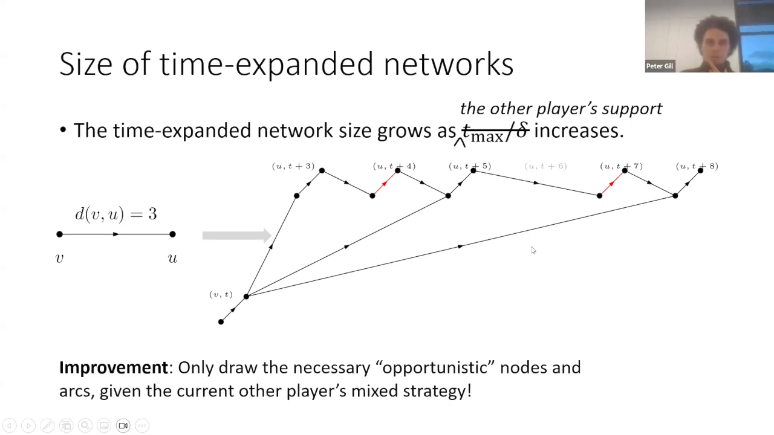Very nicely, this time expanded network size doesn't grow directly with Tmax divided by delta. Now it's a function of the other player's support size and the size of the strategies within that support. That's all to do with how many of these red arcs I have to see. So that's very nice, and it gave a really big reduction in some of the worst benchmark cases: only 10,000 arcs in that other case that was previously stated over there.